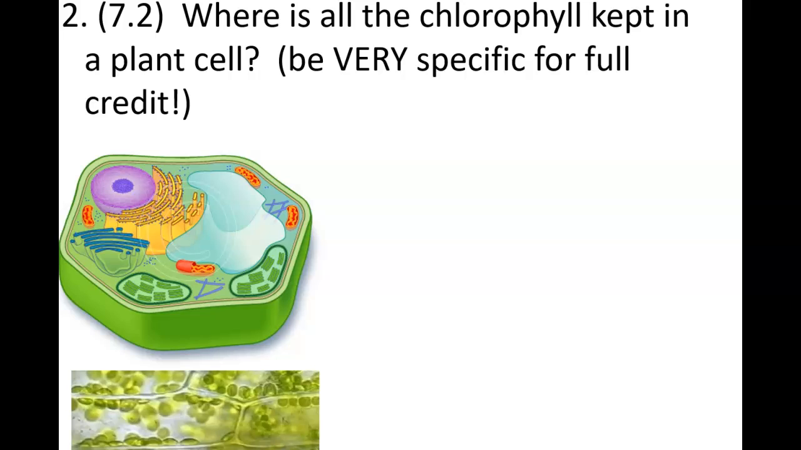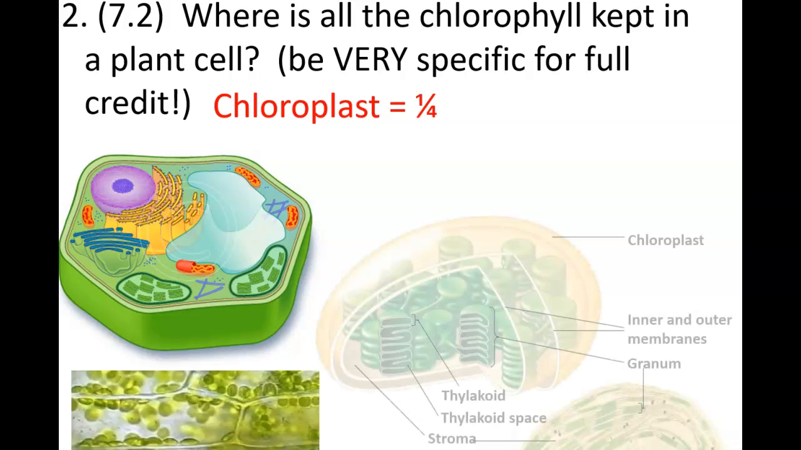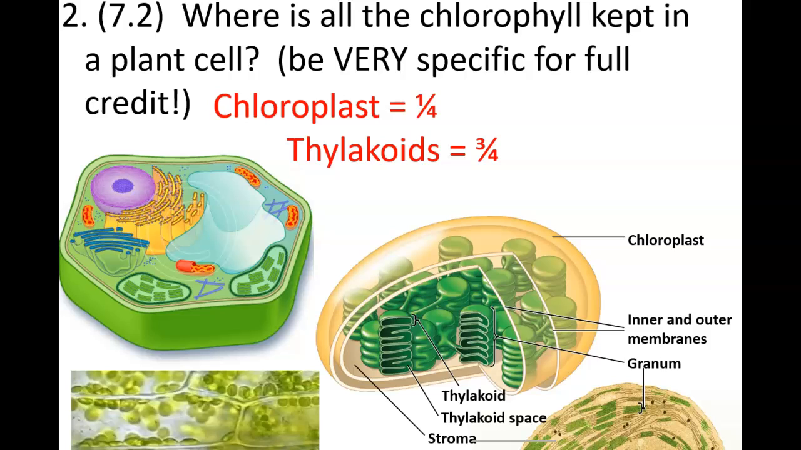Question number 2: where is all of the chlorophyll kept in a plant cell? We're going to be very specific with this question. A quarter of it is in the chloroplast, but most of it is held in the thylakoids. So that is where your credit is going to come from. Remember we talked about those stacked pancakes? This is a great picture showing the surface area: the thylakoids are the stacked pancakes on top of each other. Look at all the surface area involved in order for photosynthesis to happen.